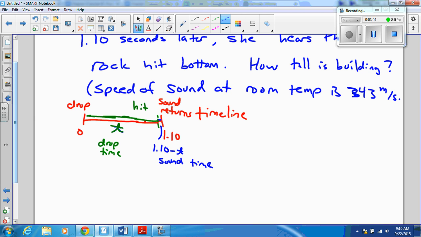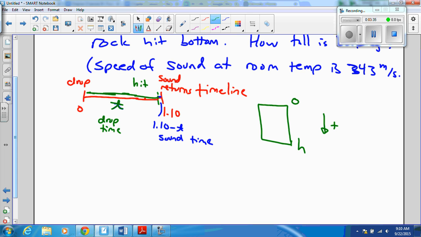like that. And now a mathematician is going to reason that here's our physical layout, and just for the sake of not worrying about negative numbers, I'm going to take 0 to be the top, and I'm going to take h to be the bottom, the height of the building. So we're taking down to be plus in this case. And so the mathematician is going to reason that the distance that the rock drops downwards has to be the same as the distance that the sound comes back upwards.